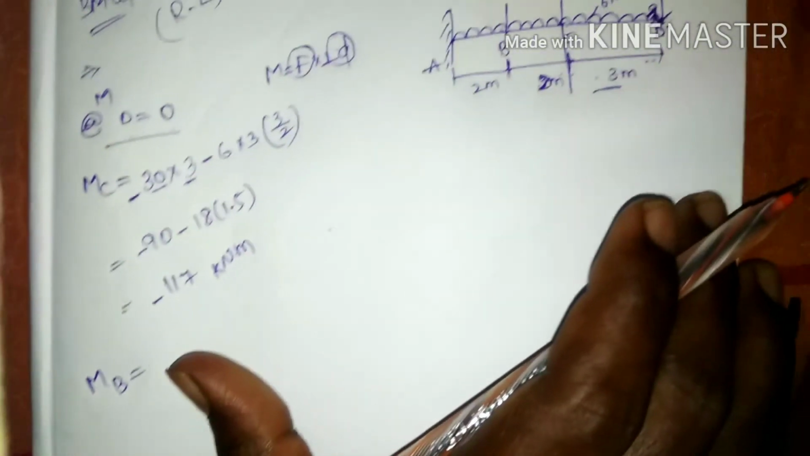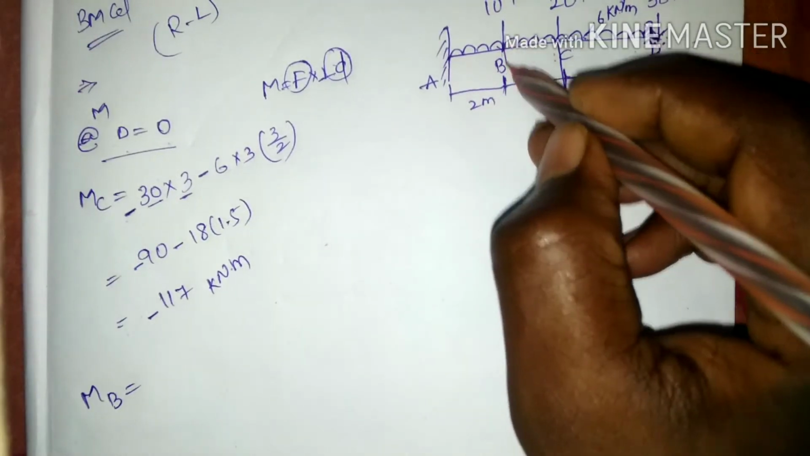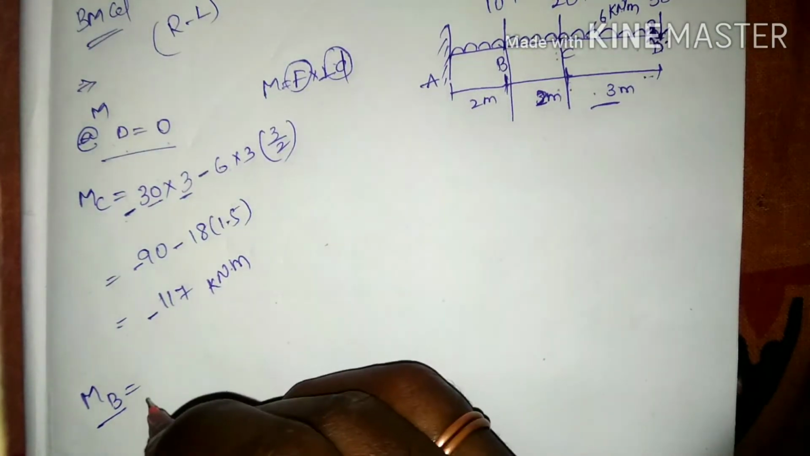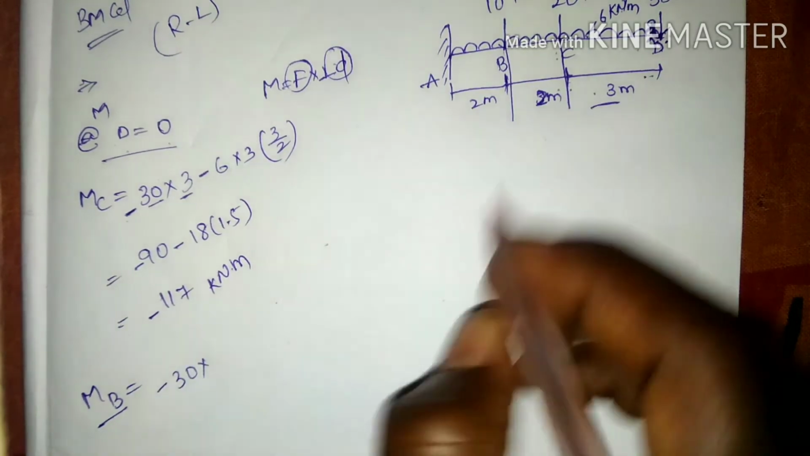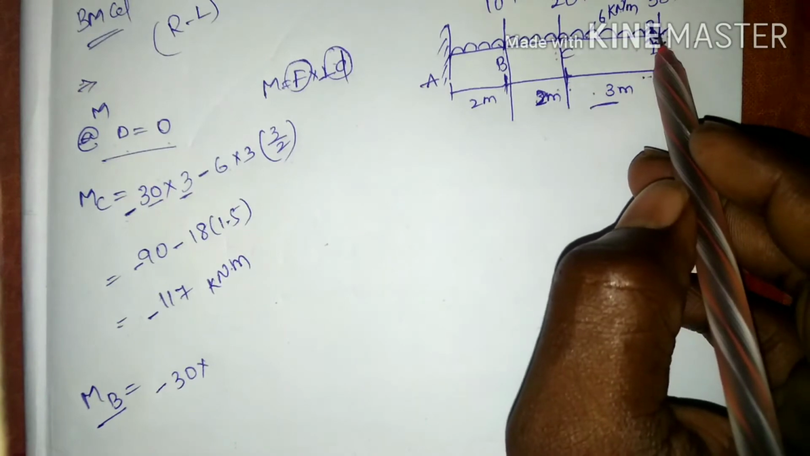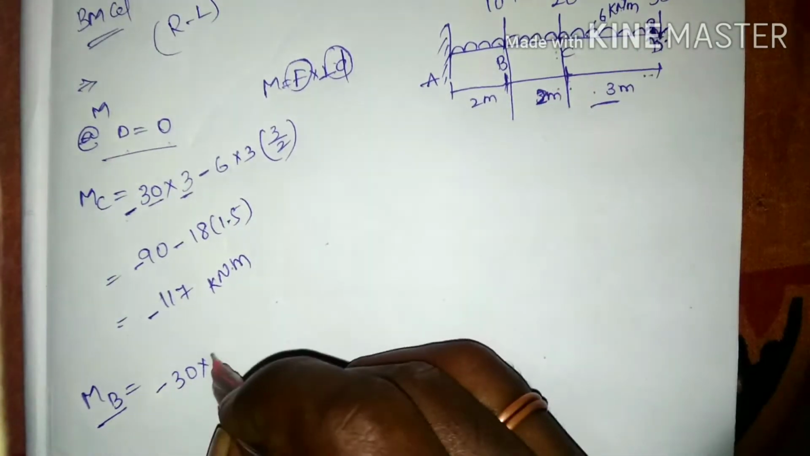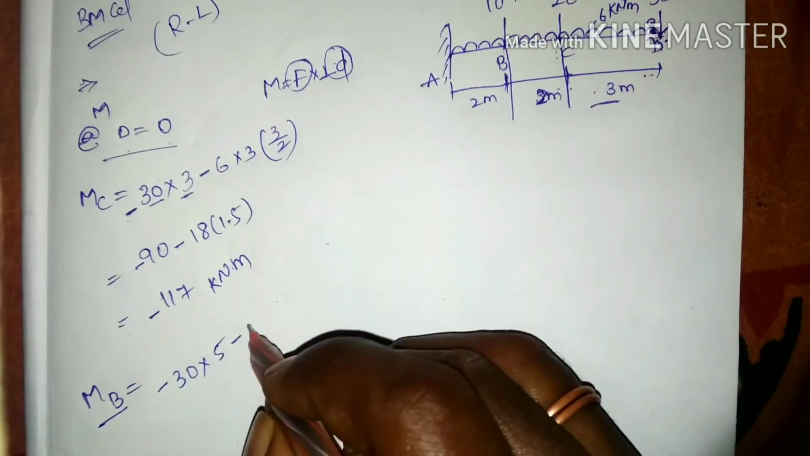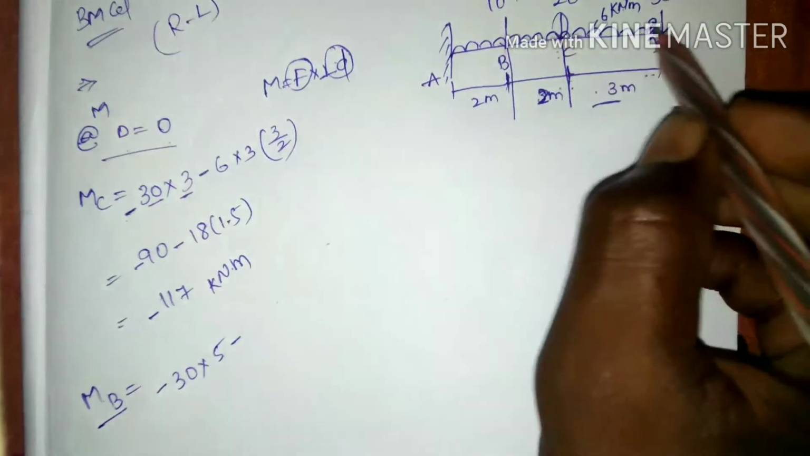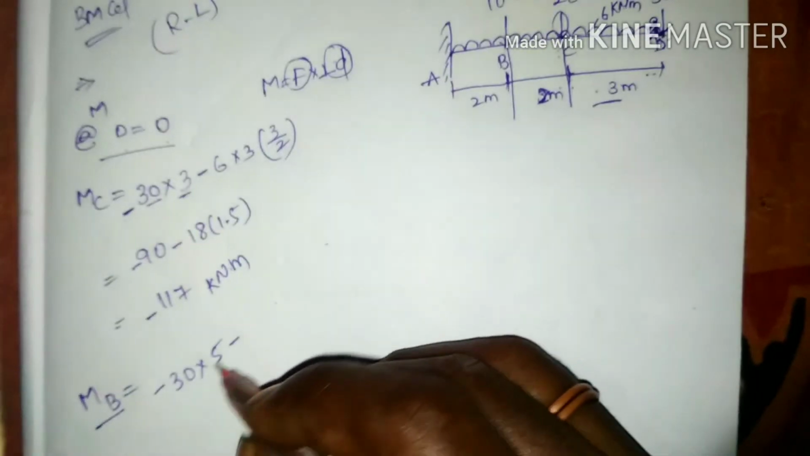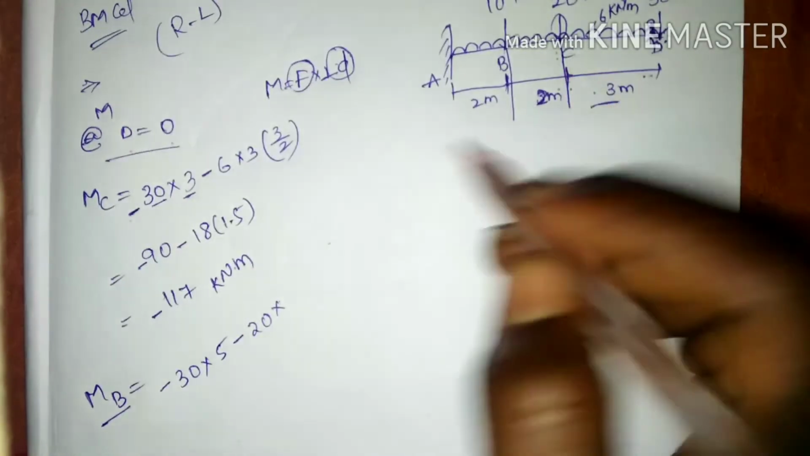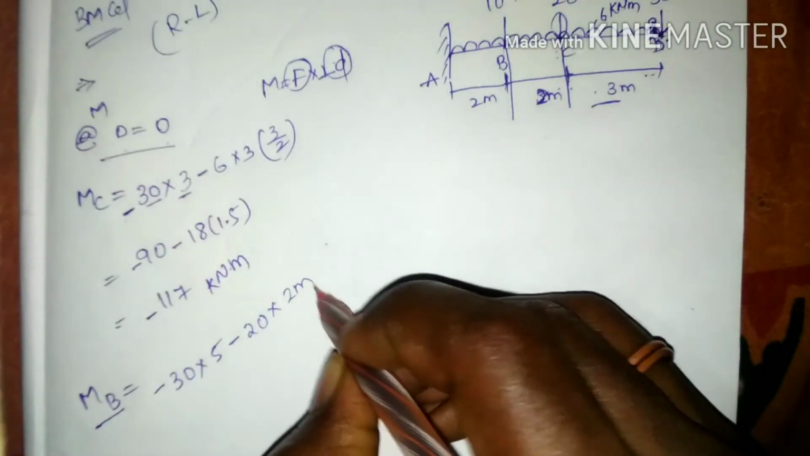For the moment about B, we take only the moment about B, that is equal to minus 30 into the distance from B to the 30 kilonewton load, which is 5 meters, minus 30 into 5, minus, and we have one more point load between B and D, that is 20, at a distance of 2 meters.